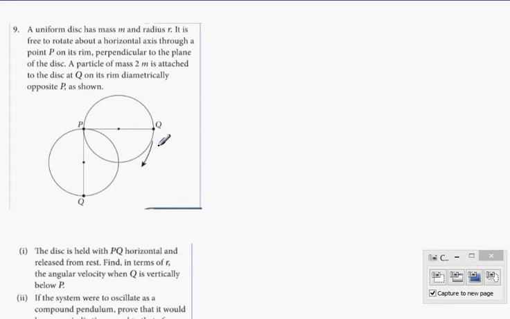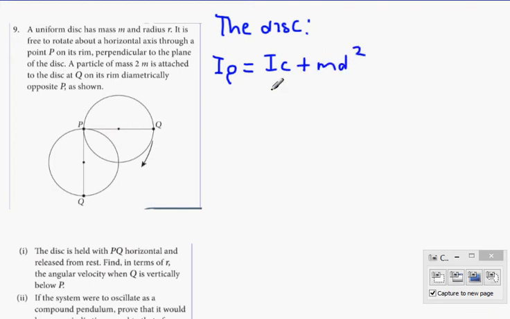So basically what we're going to do is what we usually do, okay? We're going to look at the disc to start off. Everything to do with the disc is going to be in blue. So the disc, its moment of inertia about P is equal to its moment of inertia about its own centre plus its mass times its distance squared away from P. Okay, so we're going to call this big R.